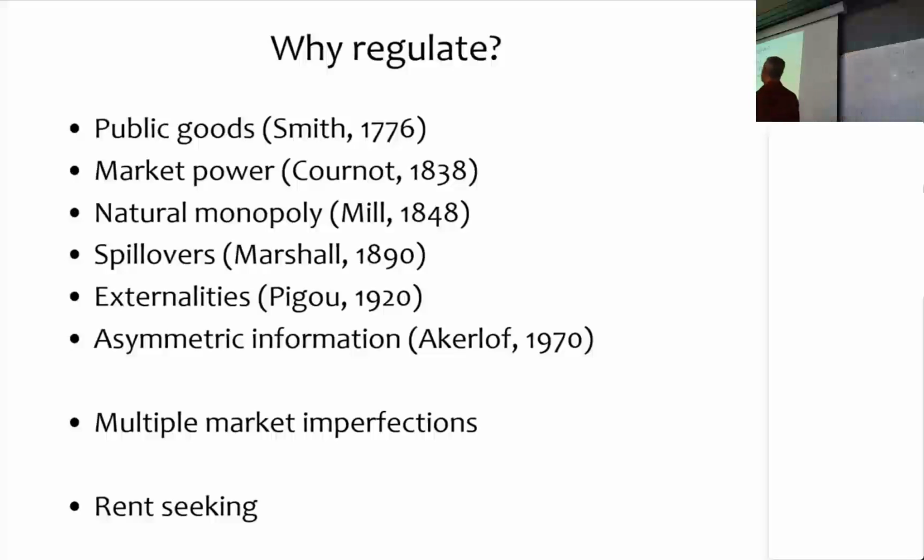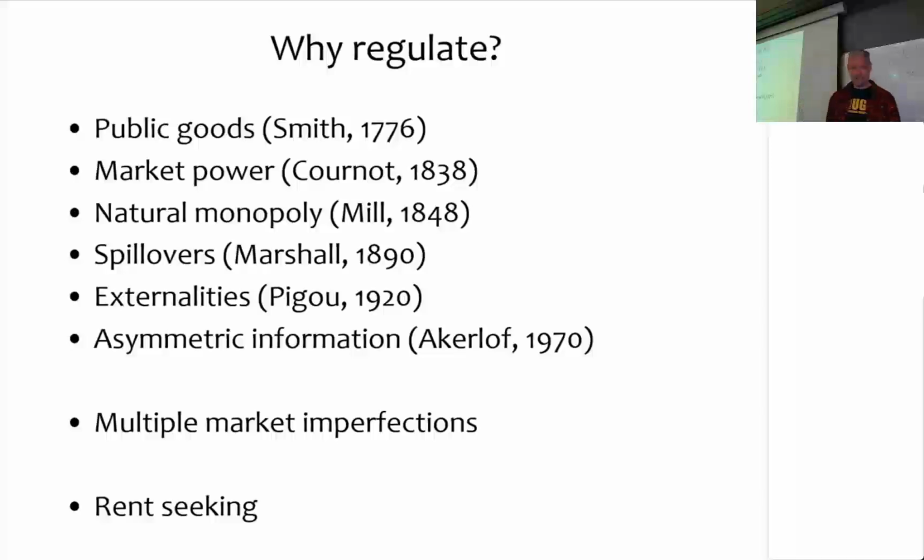Another reason why the government may want to step in is to curtail market power. Market power was first studied by Coase in 1838, and 10 years later, Mill and Mill added natural monopolies to cartel formation and unnatural monopolies. And those are good reasons for the government to step in, because they make that the market does not function the way we would want it to.